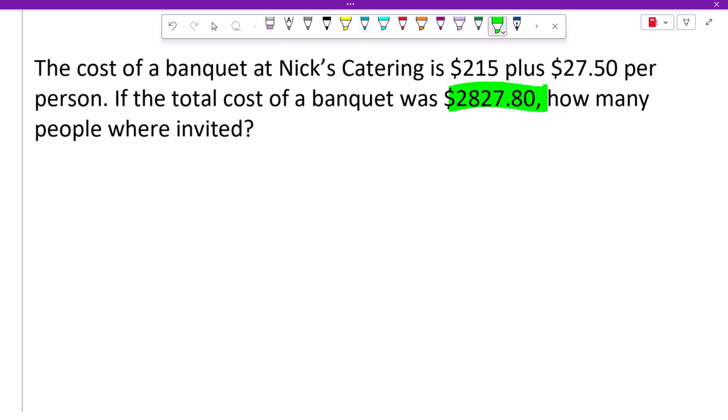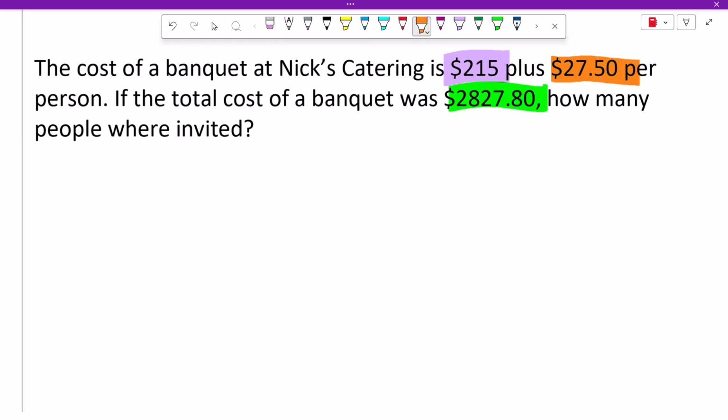So we go to the banquet hall. The manager is Nick. Nick goes to us, "Well, here's my pricing. You can have the room for $215. That's the cost for the room. But I'm also going to charge you $27.50 per head. So that's to cover the cost of the food. Food and stuff, each person is $27.50." So our task here is to figure out how many people we can invite to our party.